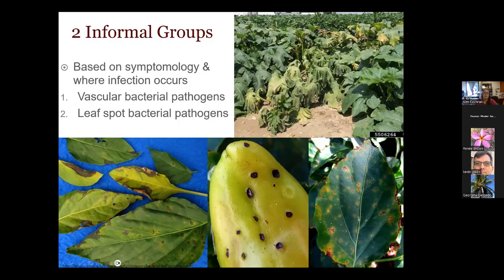And we can also do that with fruits. The symptoms look very similar, but very rarely have I seen bacterial spot in fruit that was not also there in the leaves.